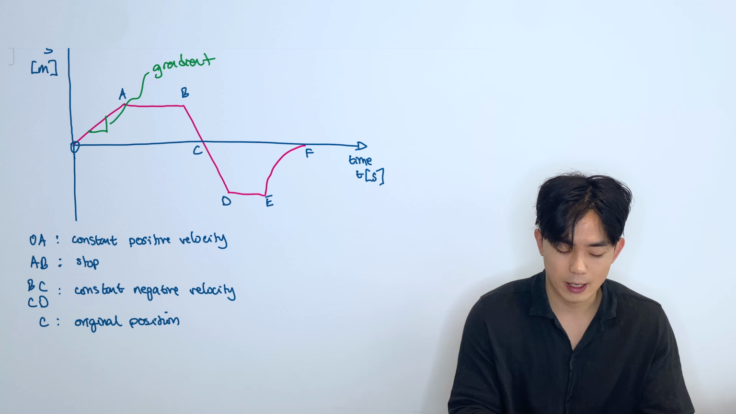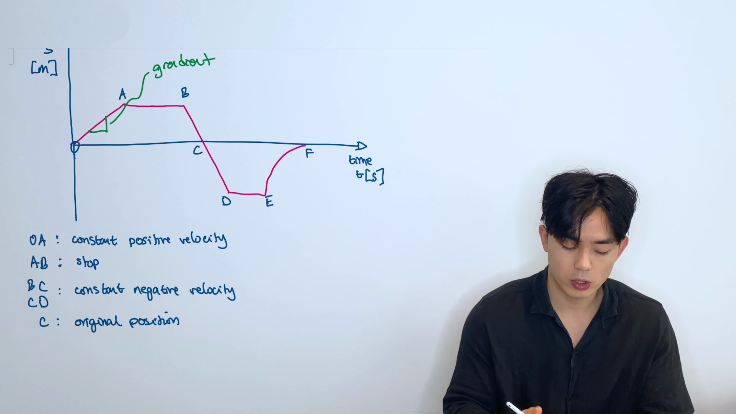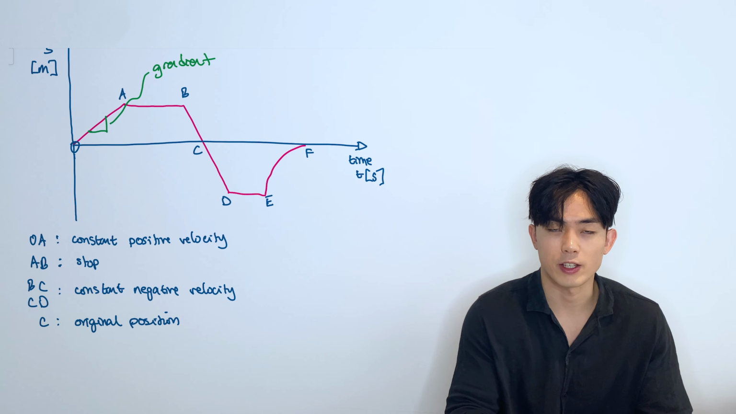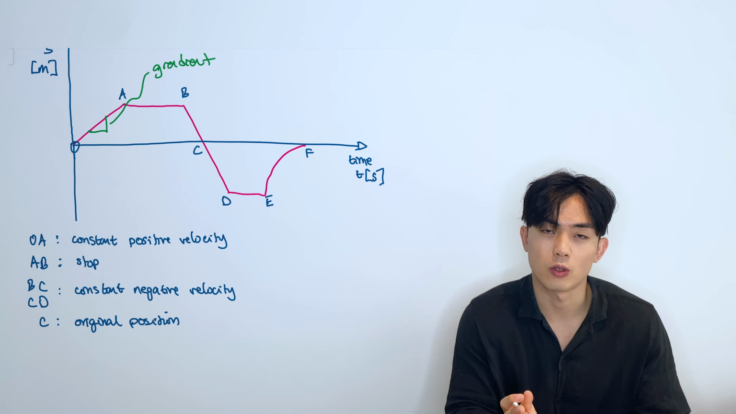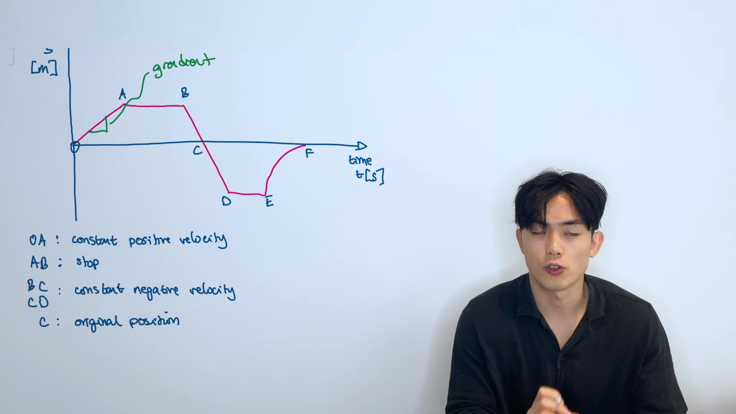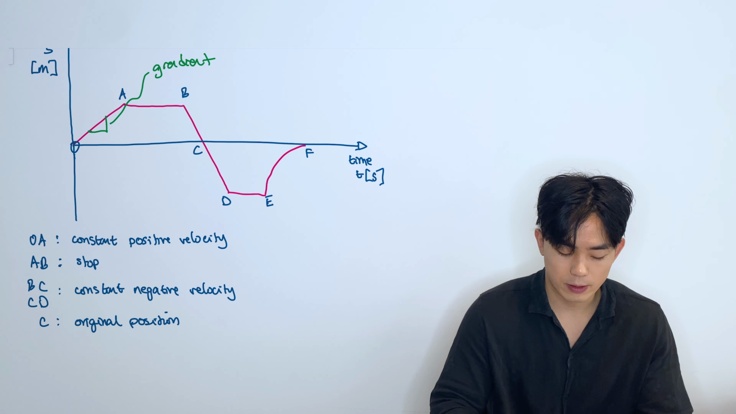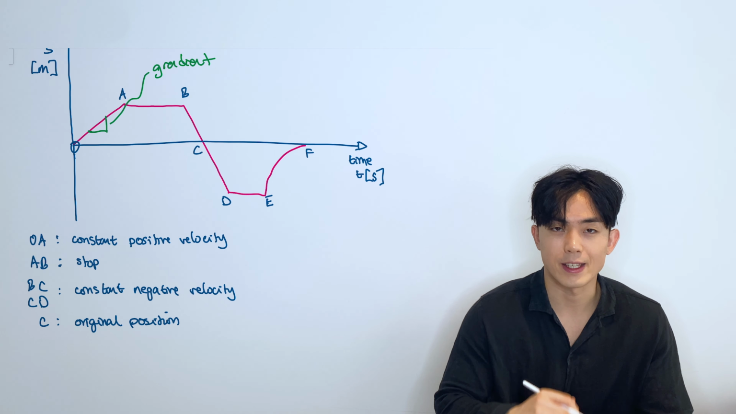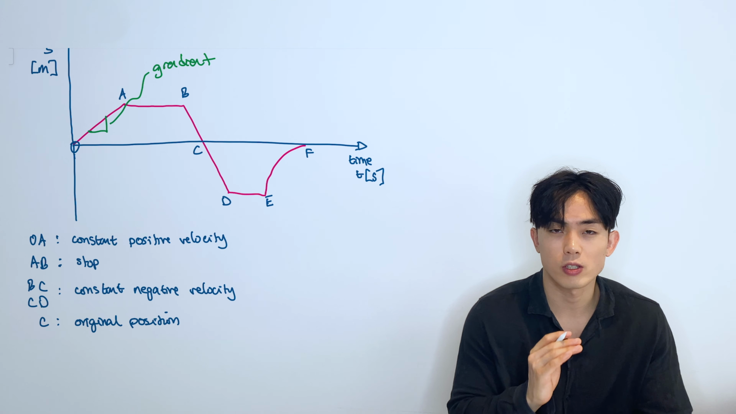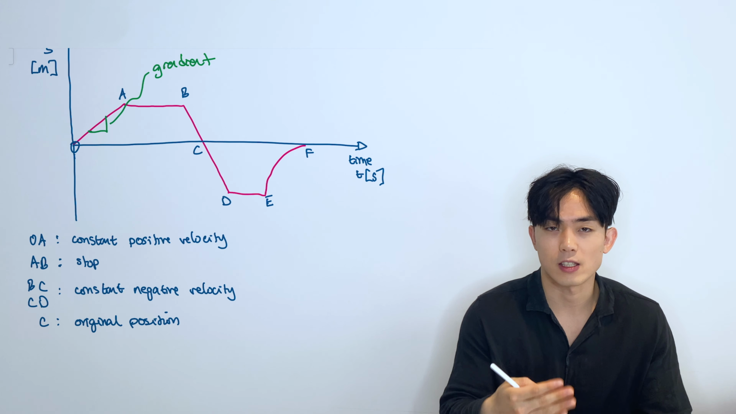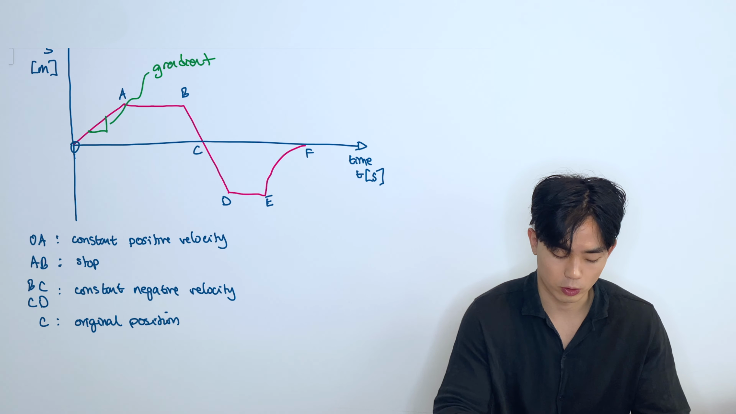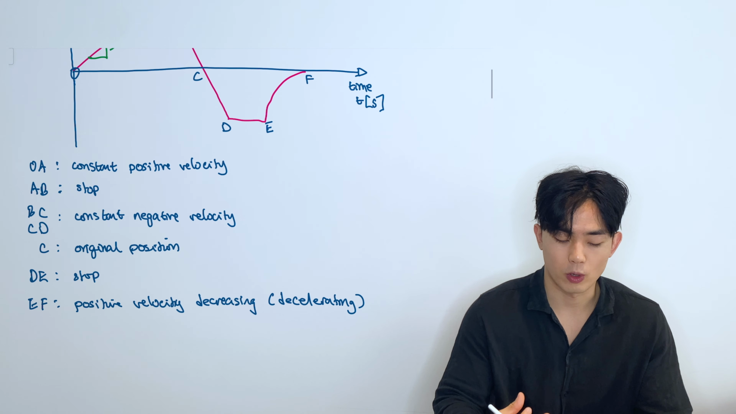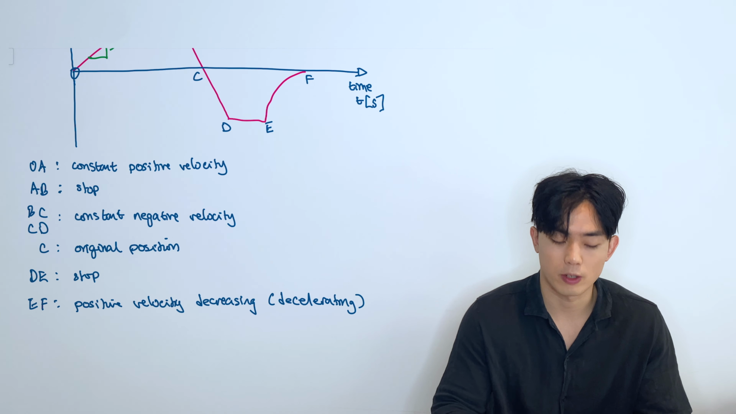And E to F is a slightly weird one. As you can see, it's also a positive gradient, right? However, it's not a straight line anymore, which suggests that the velocity is not constant anymore. So you can see here that from E to F, the gradient is decreasing with time, which means that it is a positive velocity, but the velocity is getting slower and slower as time goes forward. So this is just a description of what is happening for this particular particle in the motion.